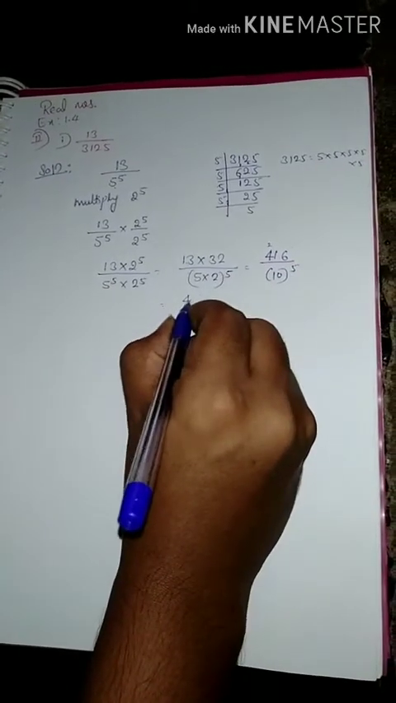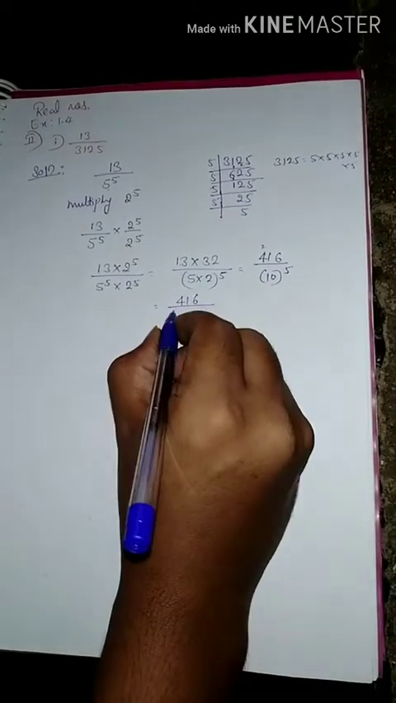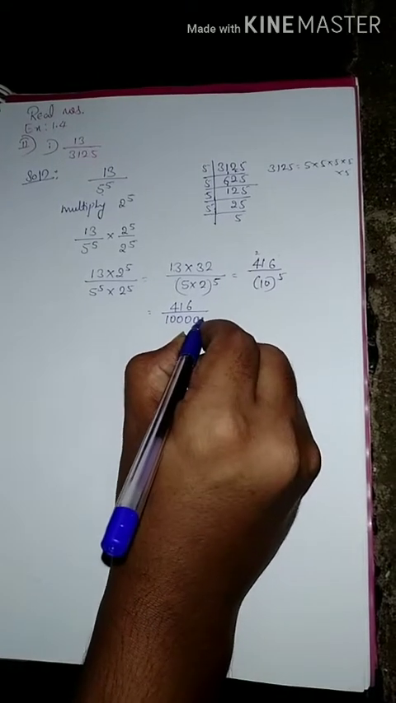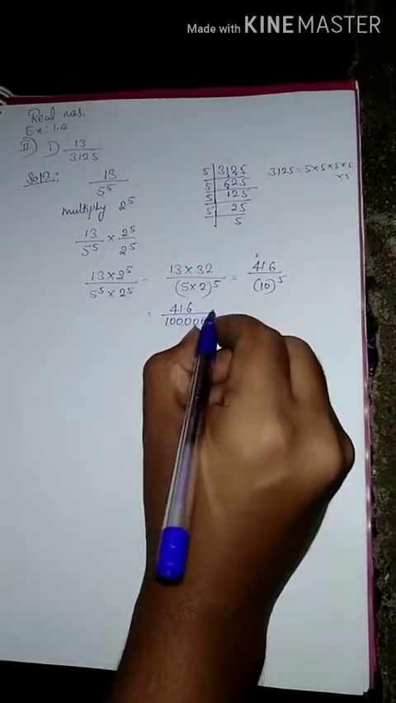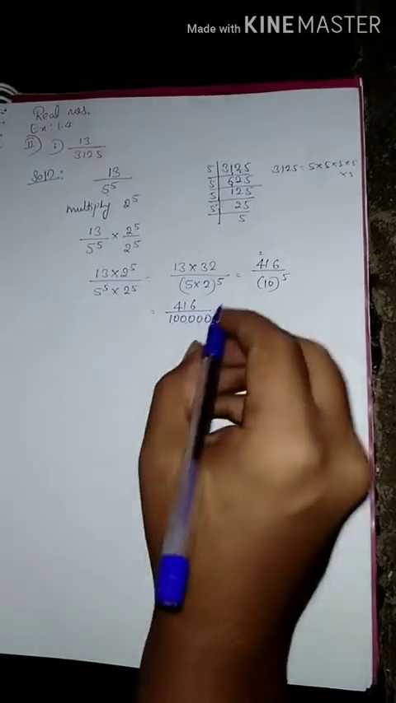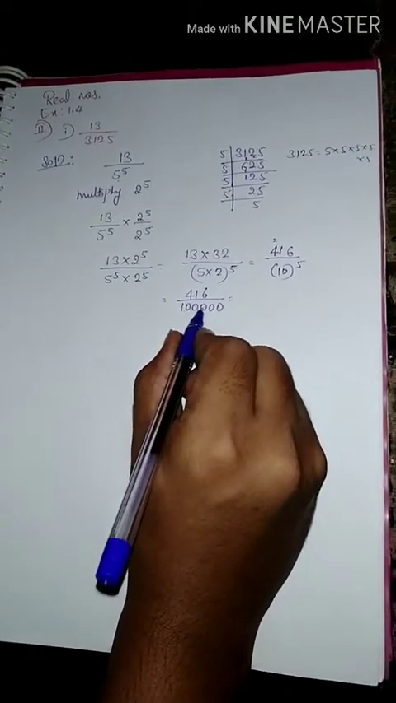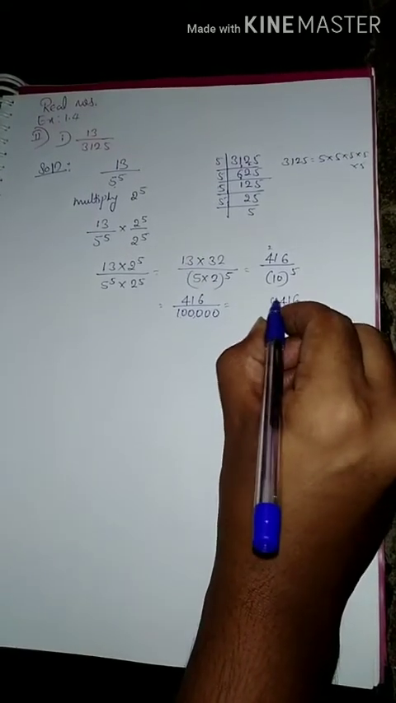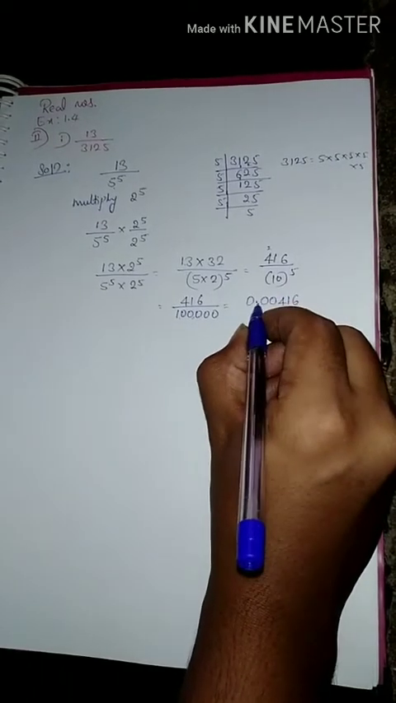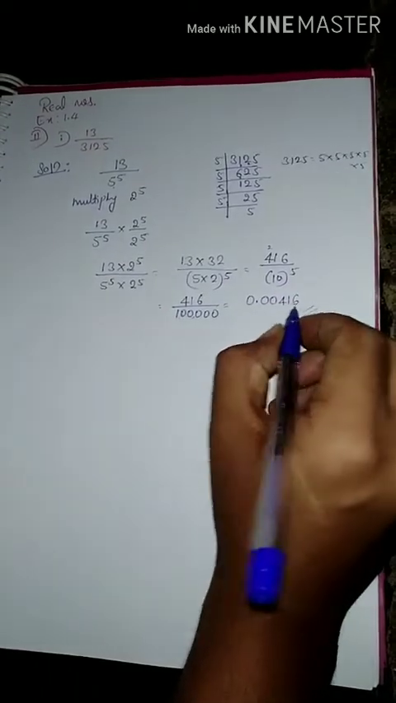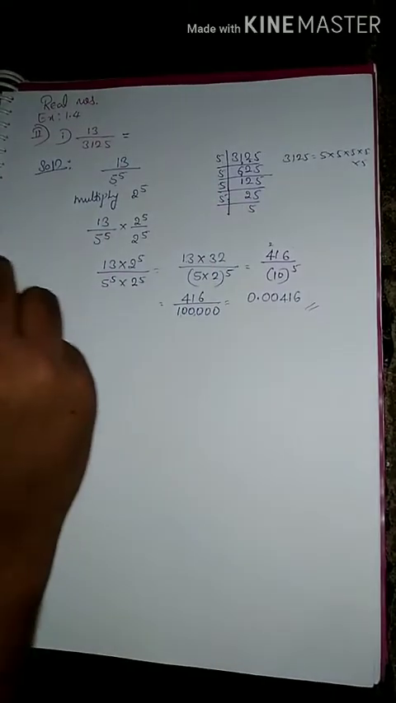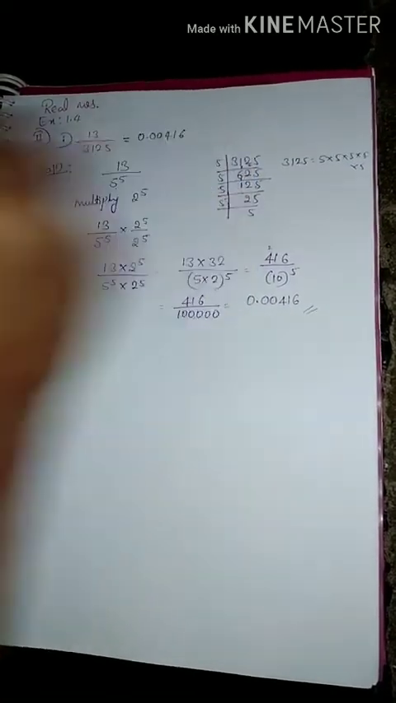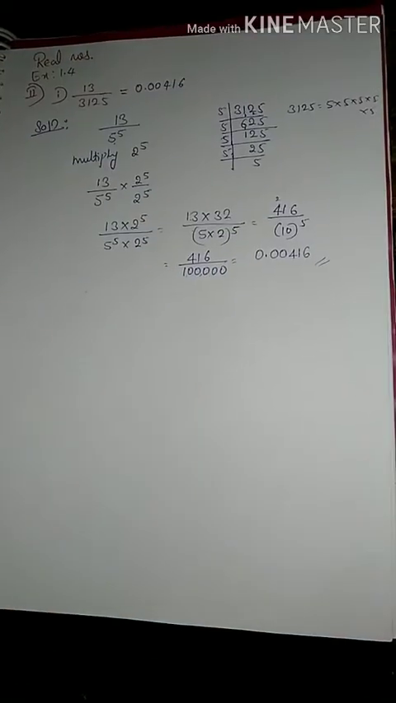So it is equal to 416 divided by 10 to the power 5, which means 5 zeros, 1 2 3 4 5, 1 lakh, 416 by 1 lakh. So in the denominator how many zeros are there? 1 2 3 4 5 zeros. So put a decimal point after 5 digits, 1 2 3 4 5, so it becomes 0.00416. Hence the decimal expansion of 13 by 3125 is 0.00416.